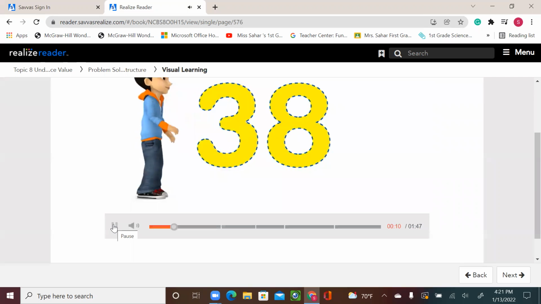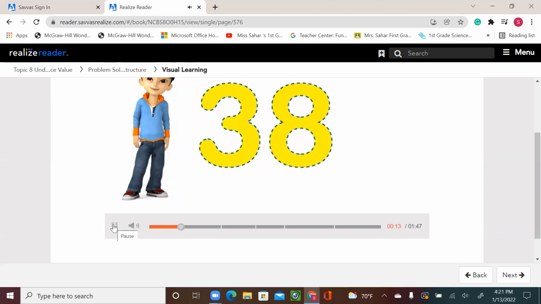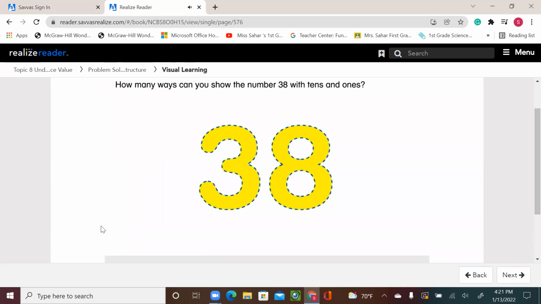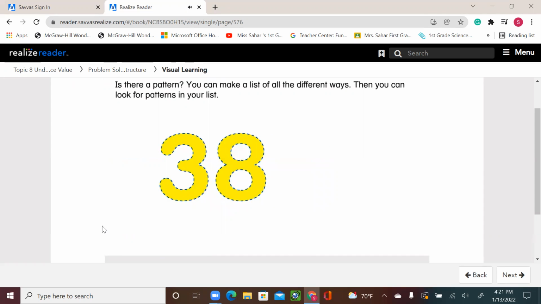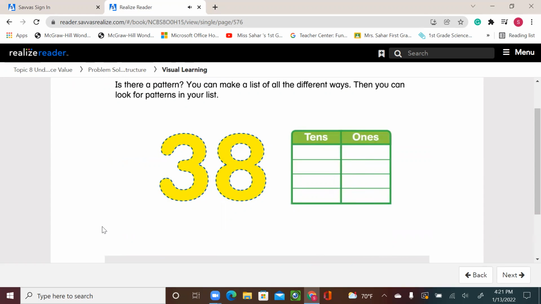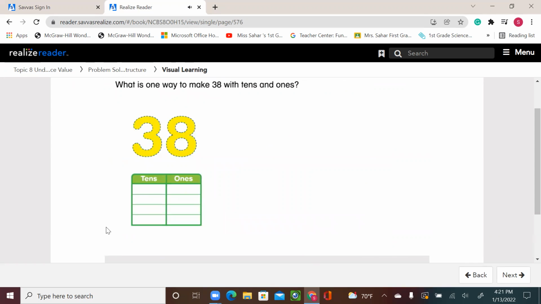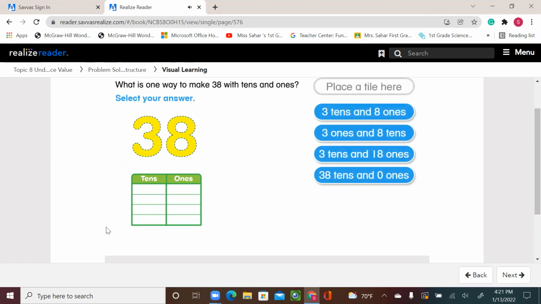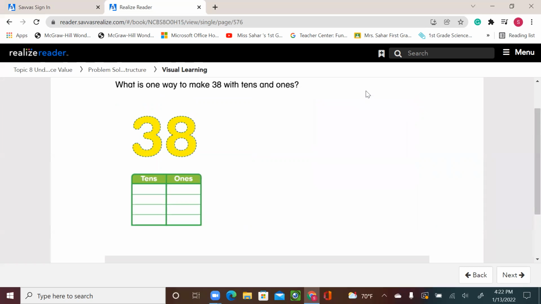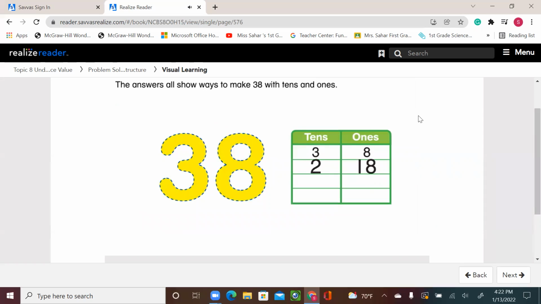How many ways can you show the number 38 with 10s and 1s? Is there a pattern? You can make a list of all of the different ways. Then you can look for patterns in your list. What is one way to make 38 with 10s and 1s? Select your answer. All right. I know one way, 3 tens and 8 ones. The answers all show ways to make 38 with 10s and 1s.